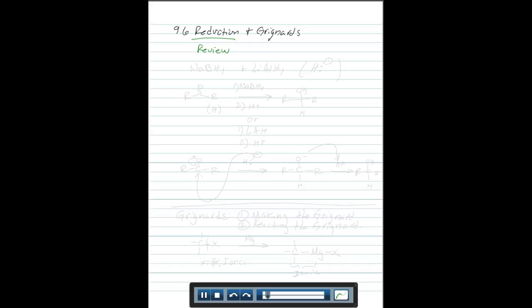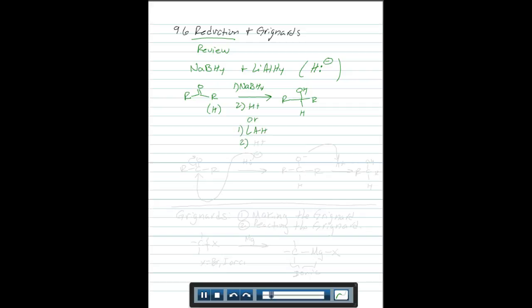I want you to always remember that sodium borohydride and lithium aluminum hydride, or LAH, you should think of as an H negative molecule, as a hydride. That's basically how they're acting. And remember, you can take a ketone or an aldehyde, I'll put an H down there, and add either NaBH4 and an acid, and form the alcohol. Or you can add LAH and an acid.